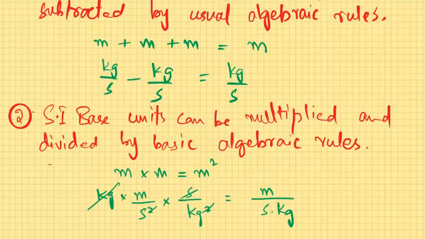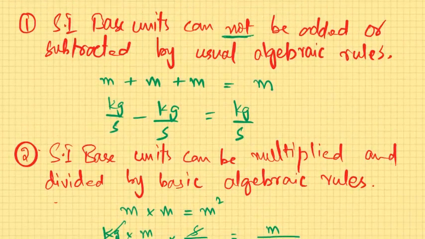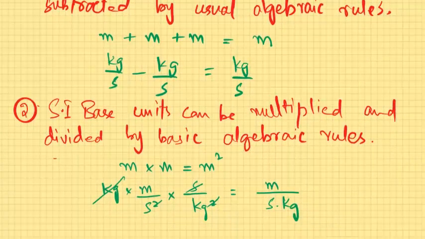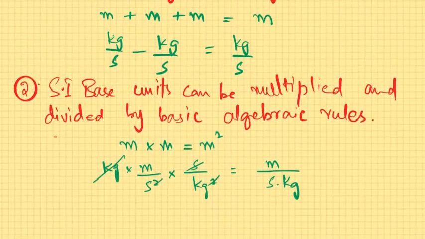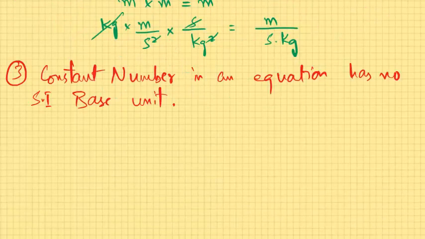So the first rule was that SI base units cannot be added or subtracted by usual algebraic rules, and the second rule is that SI base units can be multiplied and divided by basic algebraic rules. And now the next point is that a constant number in an equation has no SI base unit.